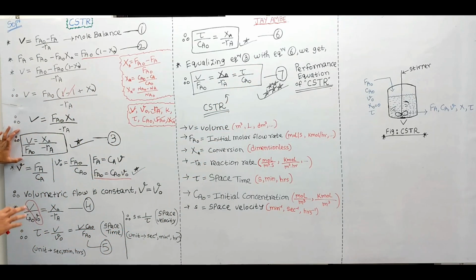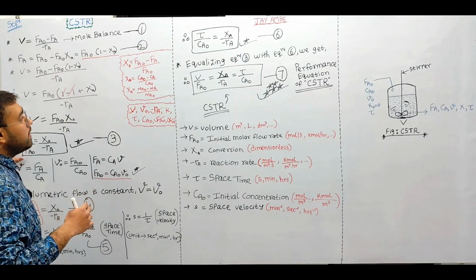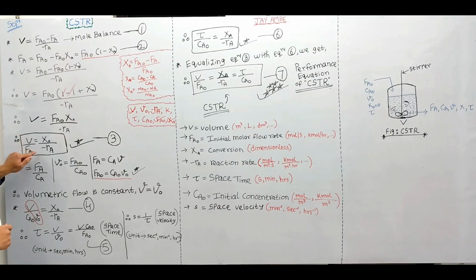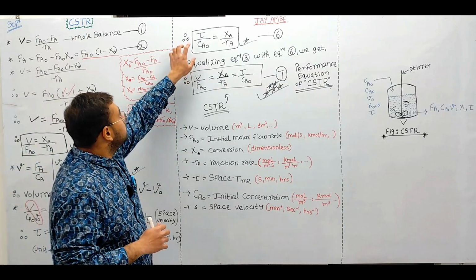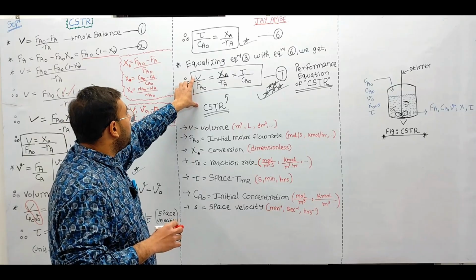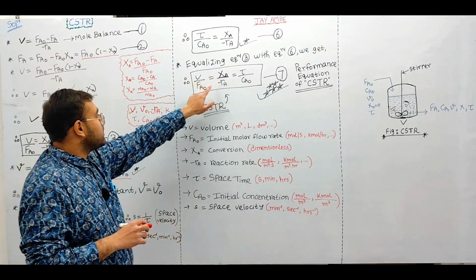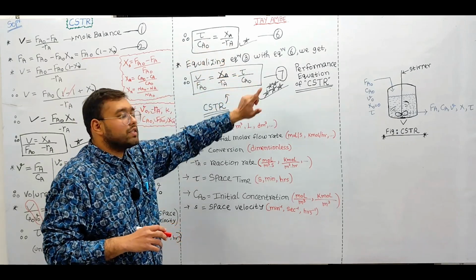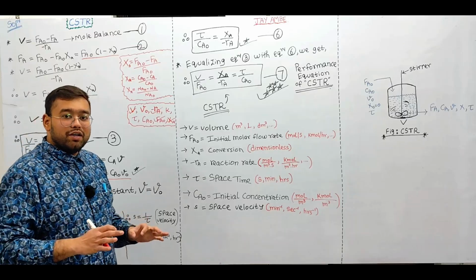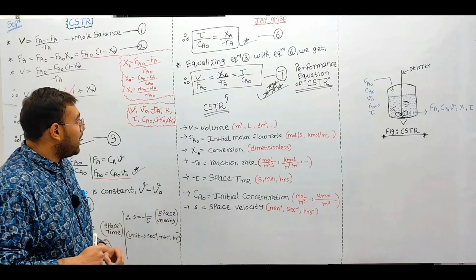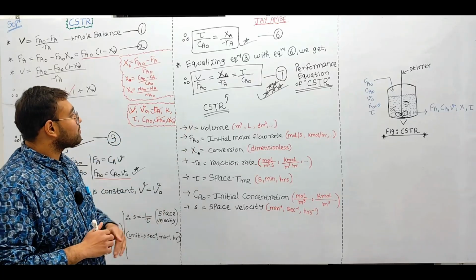So in equation 3, after equating equation 3 with equation 6, what will we get? We'll get V upon Fa naught is equal to Xa upon minus Ra is equal to tau upon Ca naught. So finally, we obtain V upon Fa naught equivalent to Xa upon minus Ra, and Xa upon minus Ra is equivalent to tau upon Ca naught, equation 7. So finally, here we have derived the performance equation of the continuous stirred tank reactor. I hope you have understood.